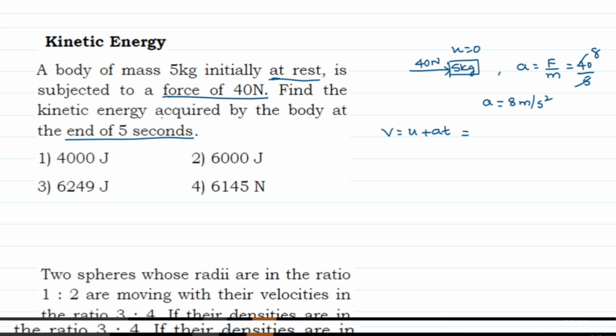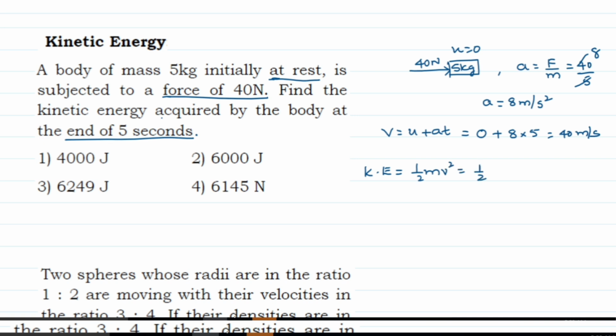Initially the body is at rest, so u is zero, plus the acceleration we have calculated, and time is 5 seconds. So you can write 8 into 5, which is 40 meter per second. Now the velocity is calculated. Kinetic energy acquired at the end of 5 seconds is asked. The kinetic energy formula is half m v square.